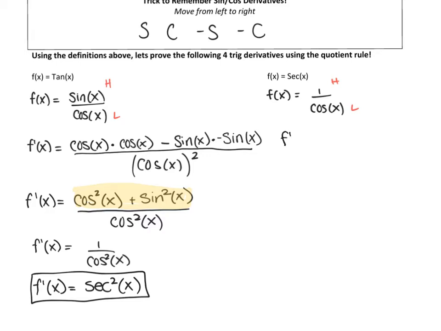So if I want to find f prime of x, it's low d high. Well, the derivative of 1 is 0. So low d high minus high d low. And the derivative of cosine is nothing other, if we look over here, than negative sine. So 1 times negative sine of x all over cosine squared, low squared. And now we can actually simplify.